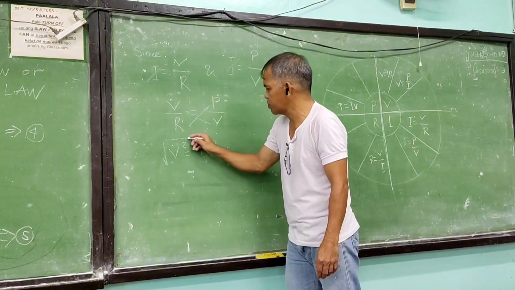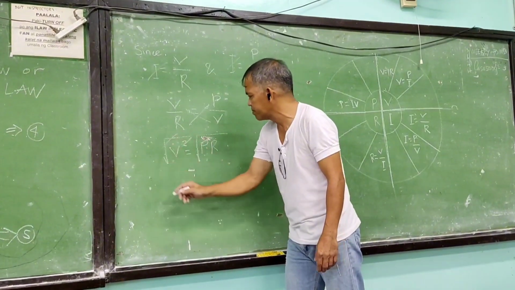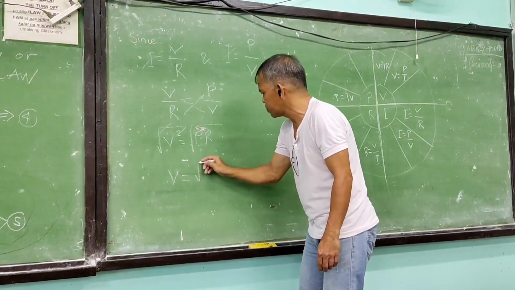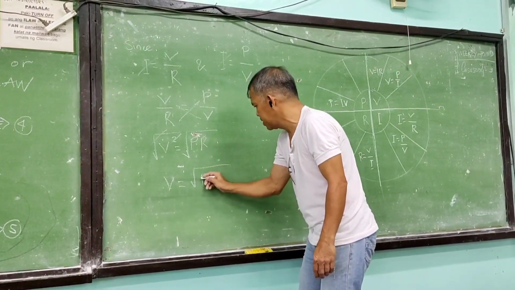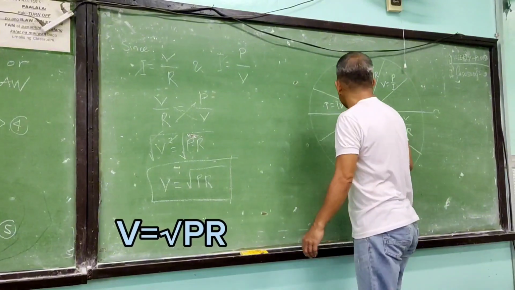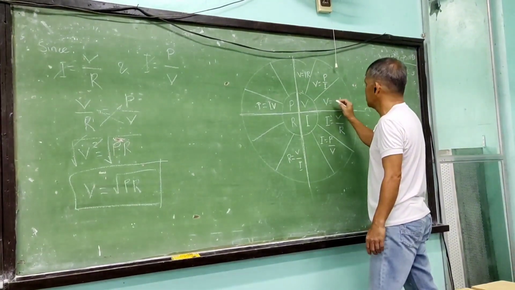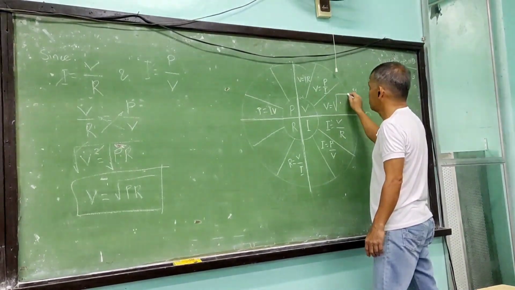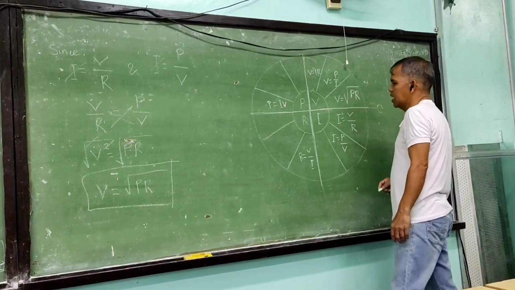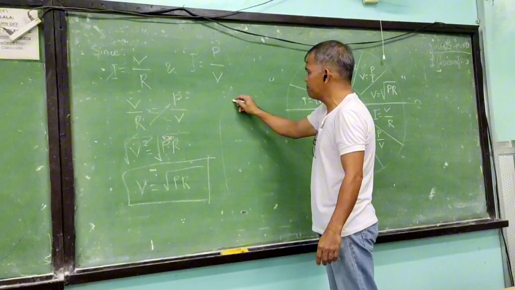And let's take the square root of both sides. We cancel the square here. Therefore, voltage is equivalent to the square root of PR. This is now your seventh formula. For voltage, V is equivalent to the square root of P multiplied by R.